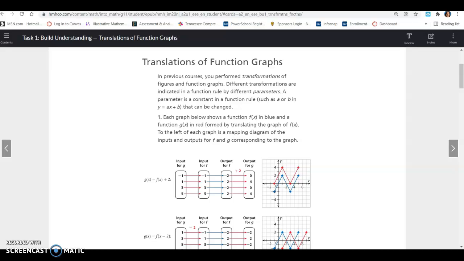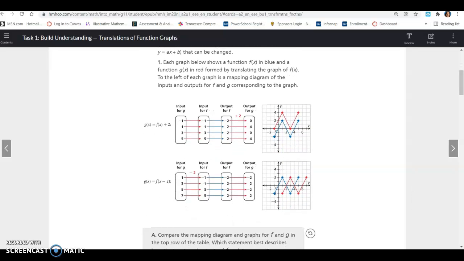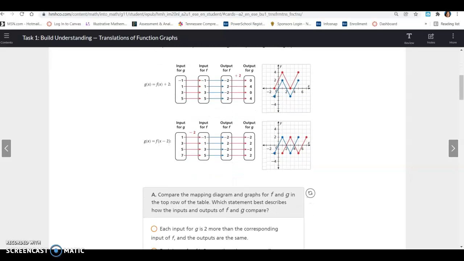Each graph below shows a graph f of x in blue and a function g of x in red, formed by translating the graph of f of x. To the left of each graph is a mapping diagram of the input and output of f and g corresponding to the graph. All right, so you can see this function says g of x equals f of x plus 2, and that gives you g of x.